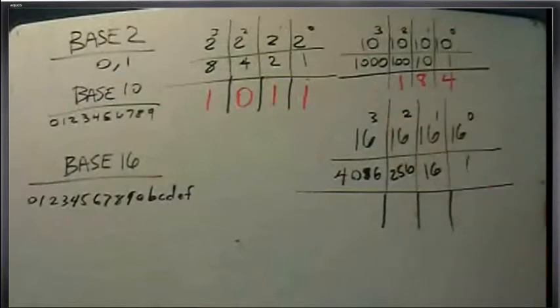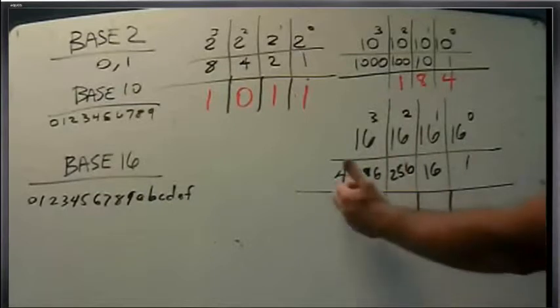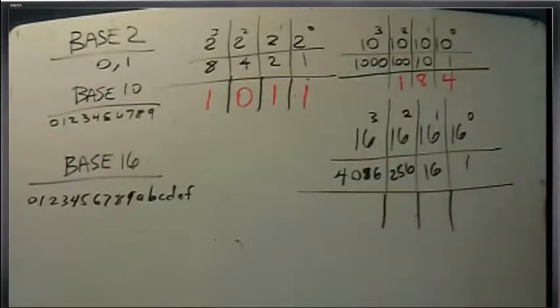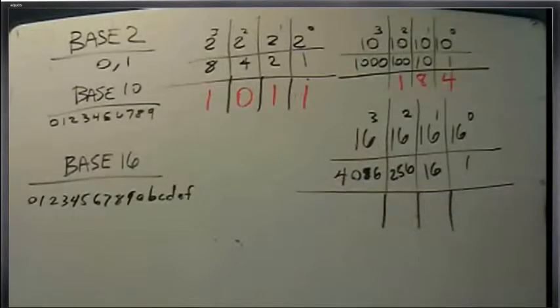We have place values. So we have 16 to the 0 power is the 1's place, 16 to the 1 is the 16's place, 16 to the 2 is 16 times 16, or the 256 place, and 16 to the third power is 4096, right? 4096, 16 times 16 times 16.